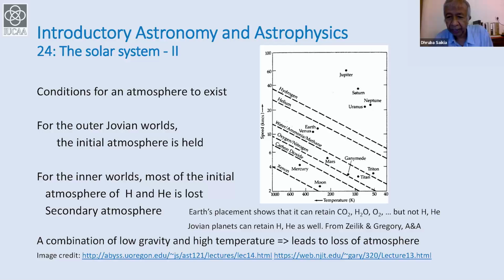So Earth has lost hydrogen and helium. Oh, okay. I misinterpreted the graph. Okay. So hydrogen and helium it is lost. Whereas Jupiter's, everything below where it is located will be retained. For the Mercury and Moon, you can see everything is above it. So Mercury and Moon have lost almost everything, right? Except for a very tiny exosphere.